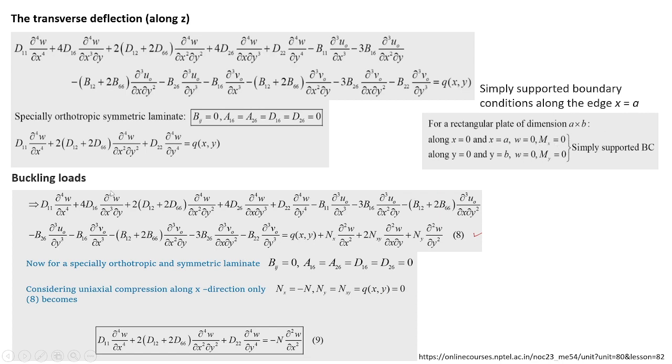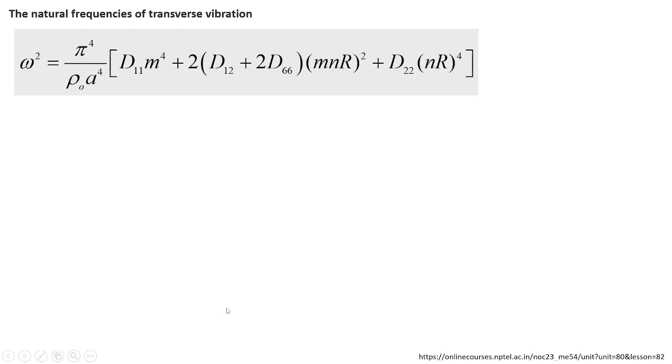Then the buckling loads. This is the final equation of buckling load, and when we consider it for an orthotropic symmetric laminate, this is the final equation we get, which again depends on the coefficients of the D matrix D11, D12, D66, D22. And finally, the natural frequency of transverse vibration can be found using this equation for a laminate.